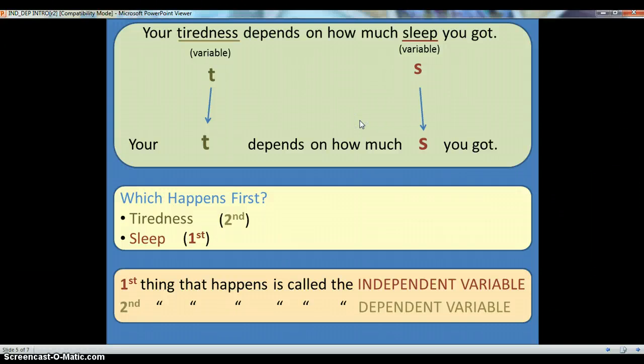Now I want to point out something else too. You can change these words right here, where it says your T depends on how much S you got. You can change this and turn it into your T is a function of S. Okay, depends on can be a synonym for function of. Please understand that, function of. We're going to talk a lot about functions over the next couple days.